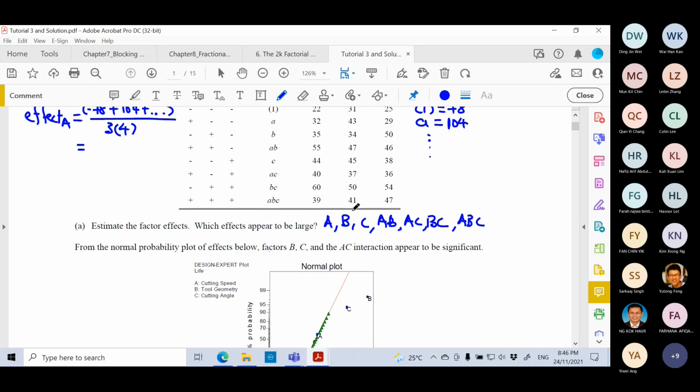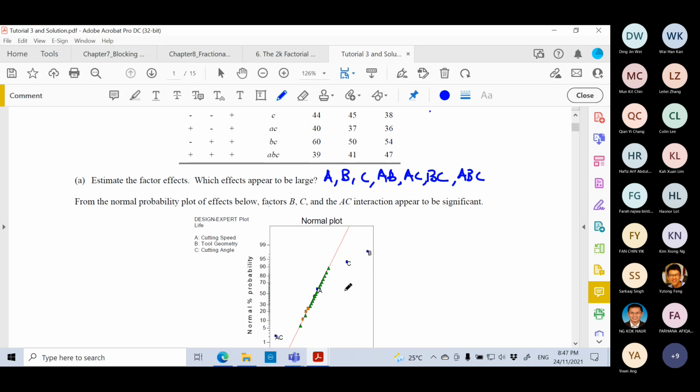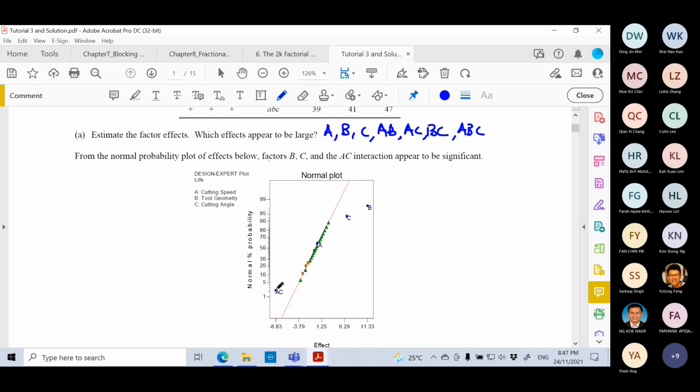So once you get your effects, we can put them in the normal probability plot to study which effects and which factors are important. The important factors are those far away from the straight line here. Of course, you cannot use ordinary graph paper to draw your normal probability plot because the scale will be different. You need to use normal probability paper, or use computer software to help you draw it. Then we can identify the 3 factors here.